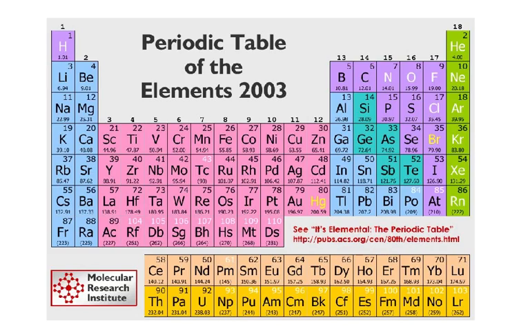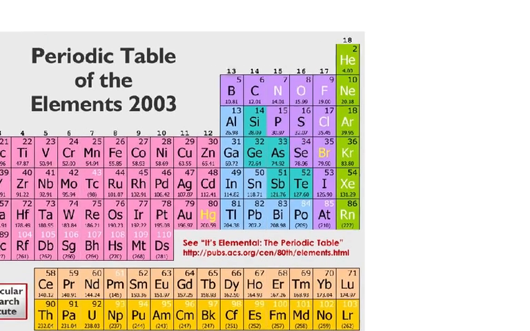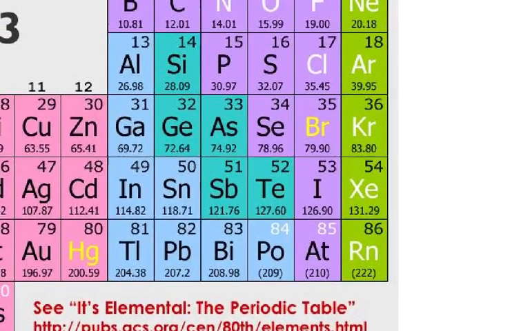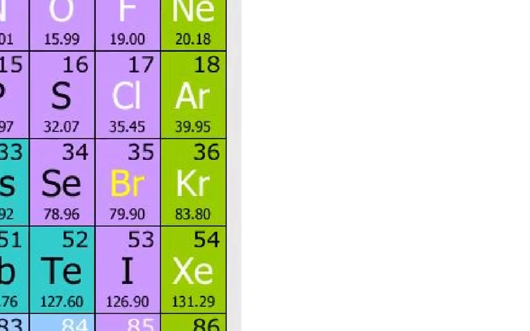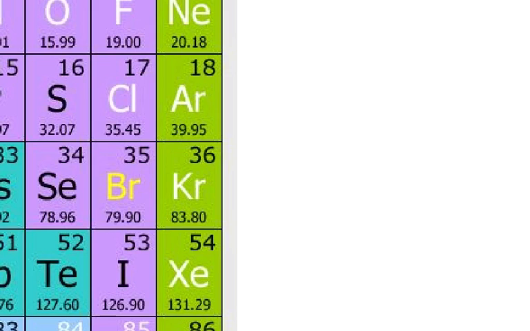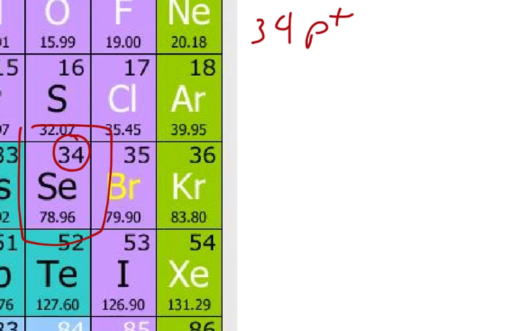From the periodic table, let's go ahead and pick selenium. Selenium's way over here on the side of the periodic table in the oxygen family. So our first question is how many protons, how many neutrons, how many electrons? Well, the little number in the corner here, that is the atomic number. So we know that there are 34 protons.